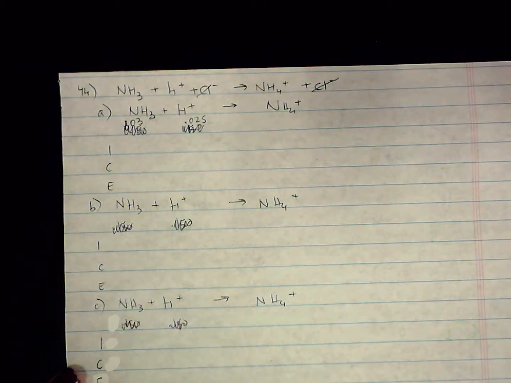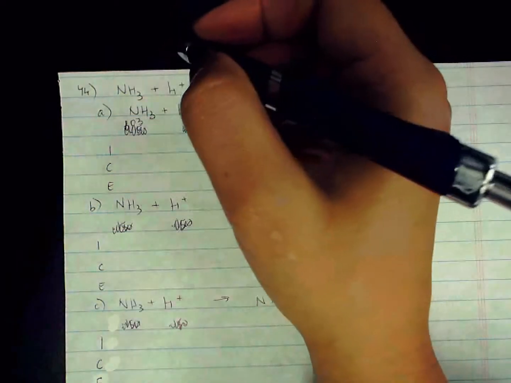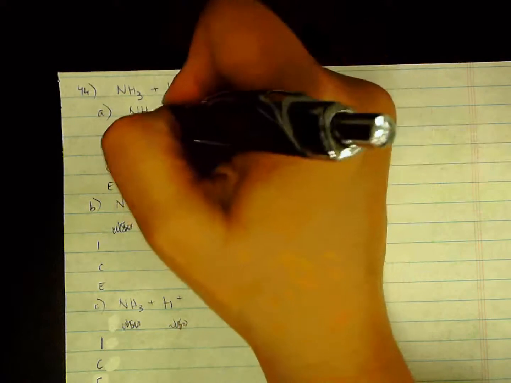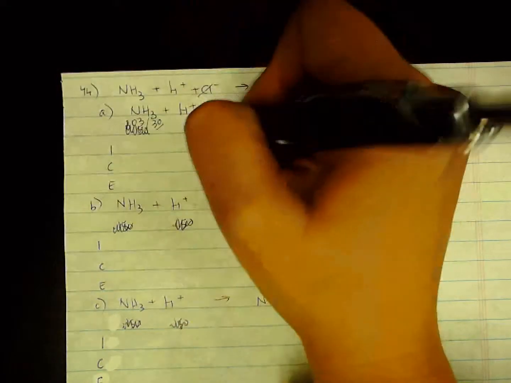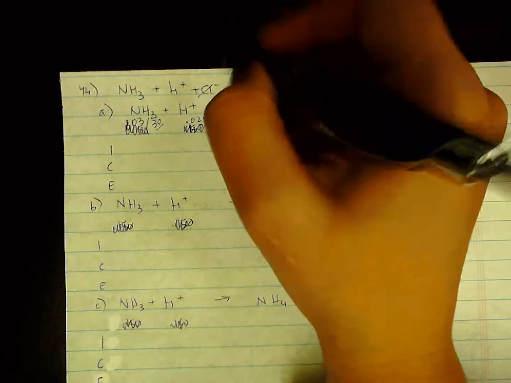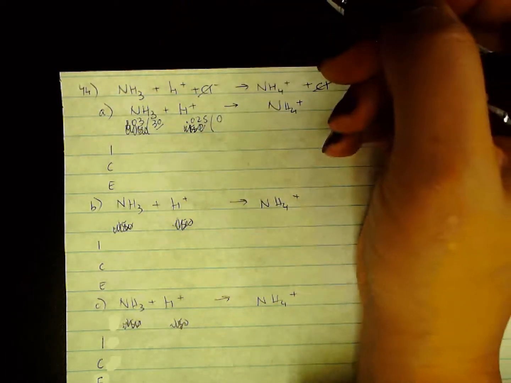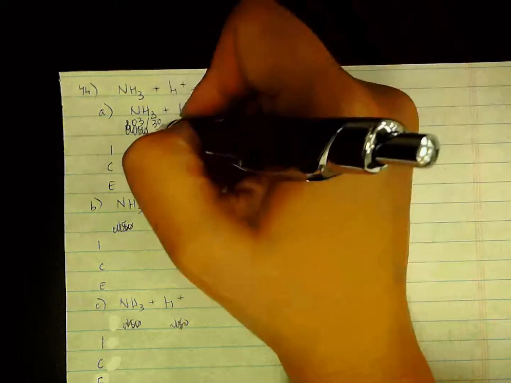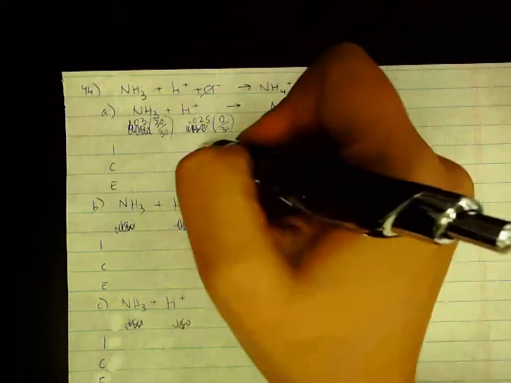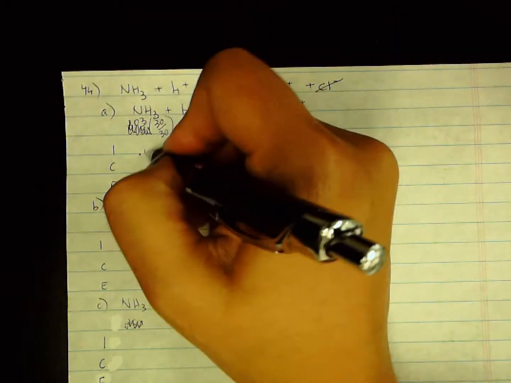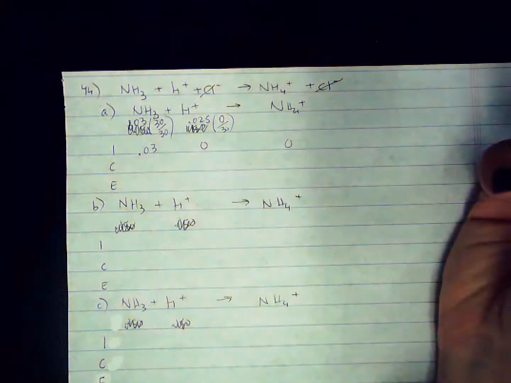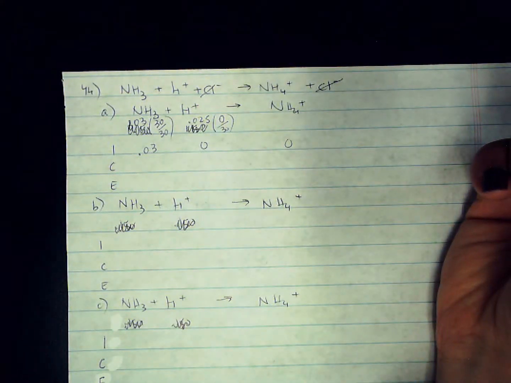All right. And for part A, they tell you that you're starting with 30 mils of ammonia. And to it, you're adding 0 mils of hydrogen ion. Oh, okay. So then the total volume is 30 here, and the total volume is 30 there. So that means that you're starting with no hydrogen ion and 0.03 molar ammonia. And no ammonium. Okay, alright.